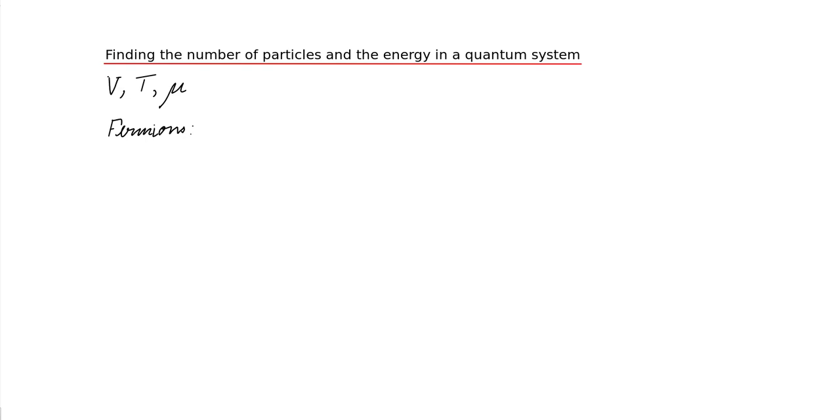What do we know about the system? Well, for fermions, we know that the single particle energy states are occupied with the Fermi-Dirac distribution function. So n_FD, which depends only on the energy, is given as 1 over e to the power beta, which is 1 over kT as usual, times (epsilon minus mu), plus 1. And having this distribution function at our disposal, we can indeed find the number of particles and the energy.